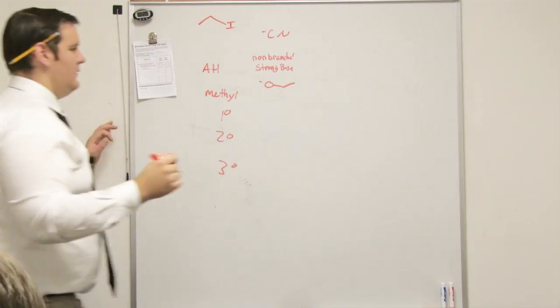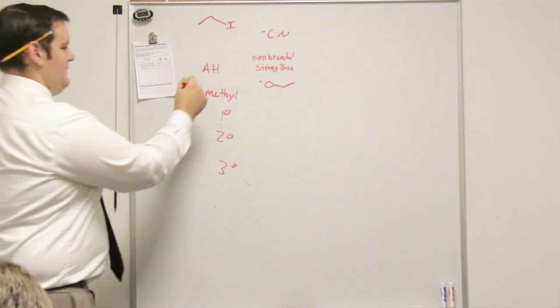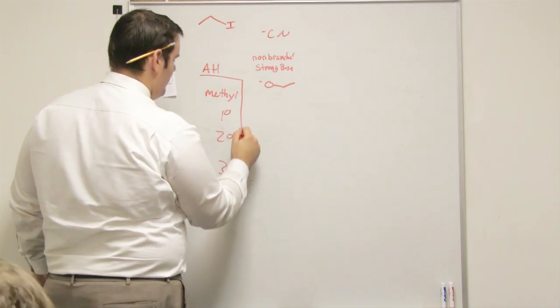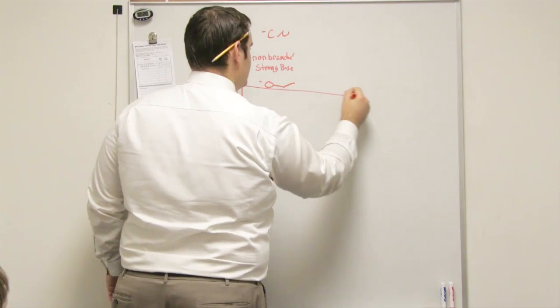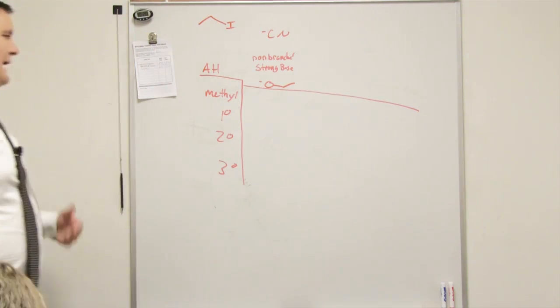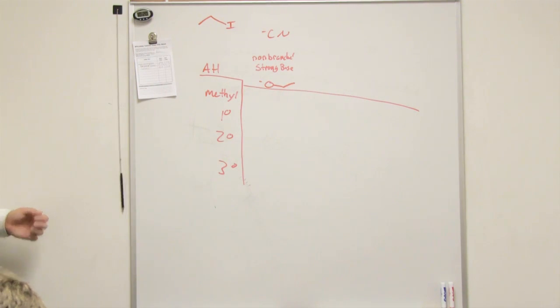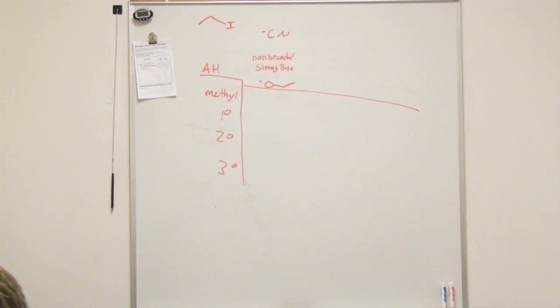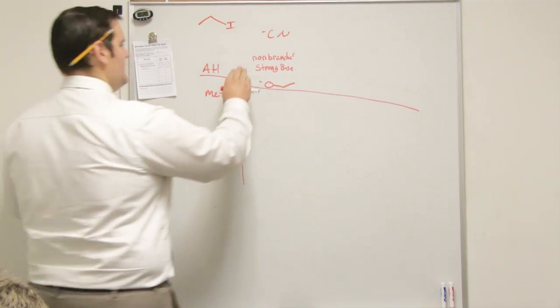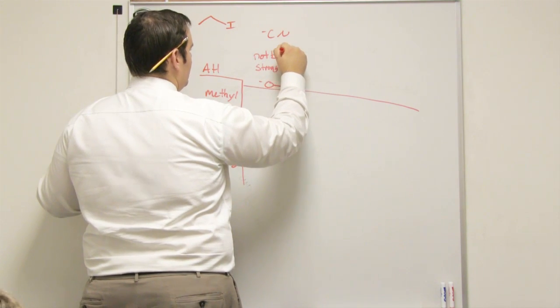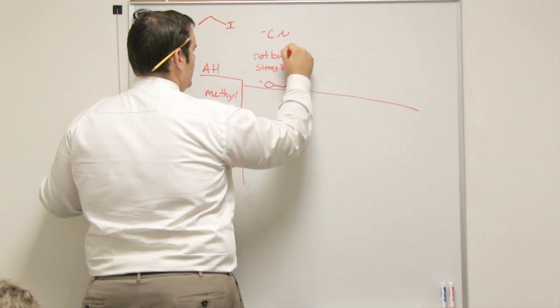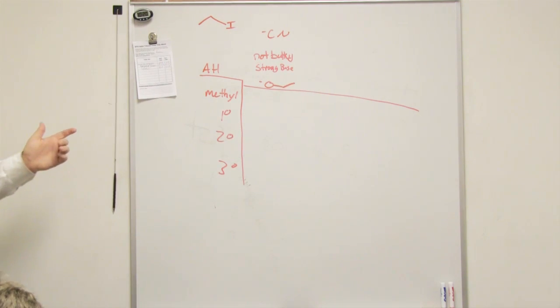Wait, so what's an AH? Alkyl halide. These are alkyl halides, really any good leaving group. So if we are reacting an alkyl halide with a strong base, but it's not bulky, and an example would be ethoxide.